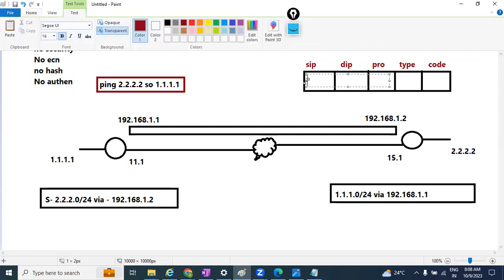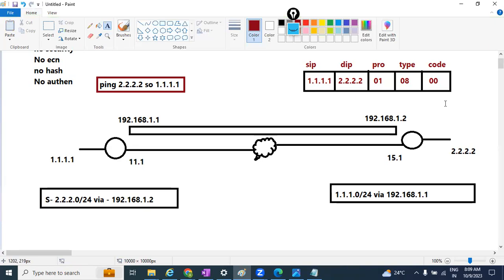So what would be the source IP? 1.1.1.1. Destination 2.2.2.2. Protocol would be, what is the protocol number? 1. What would be the type? Tell me the type number. 08, and code would be 00. Okay, so this is the normal ICMP packet here.